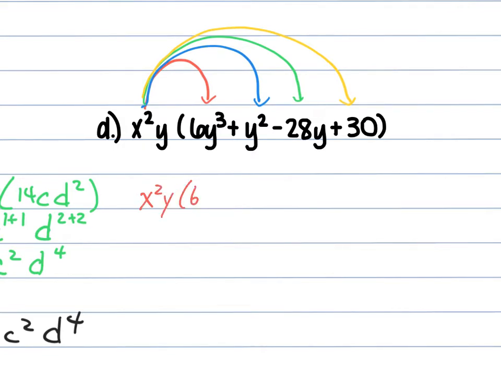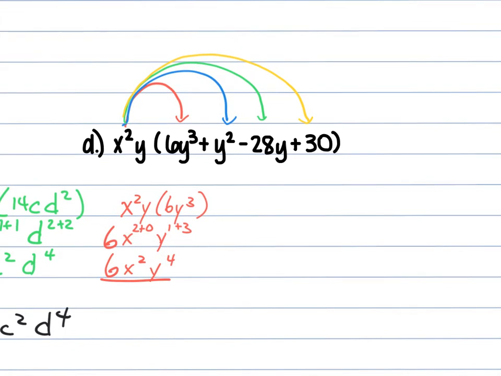You distributed, so the first one's going to be x to the second y times 6y to the third. It's going to be 6x to the second power and y to the third. Okay, so here's exactly what she's doing. So she said that was 6x squared y to the 4th. Fantastic. Let's move on to blue.